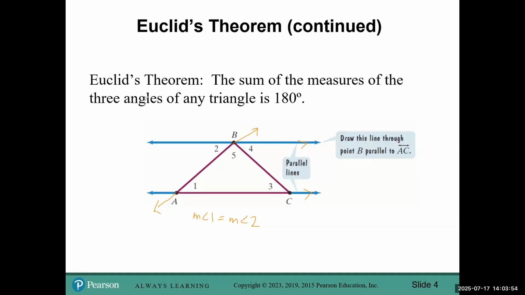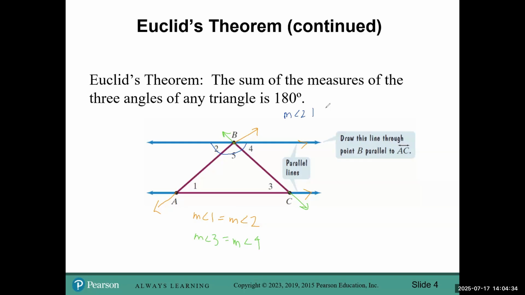What else do we know? Well, we can also extend the line on the right side. So I can extend this line through BC, and now I have a transversal. And now notice that angles 3 and 4 are alternate interior angles. So we know that they also have equal measures. And then what do I know about angles 2, 5, and 4? Well, they make a straight angle, don't they? This angle here is 180 degrees. And we know that because it makes a straight line.